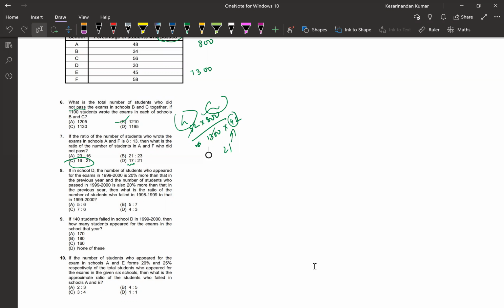No worries, 1000. So A will have 200 students, E will have 250 students, and out of 250, 48 have passed. Solve according to it. Now it's a ratio, 48% have passed. Got this part? So that was the basic logic. Note down your answer. If you want to solve it again, the answer will be option C.